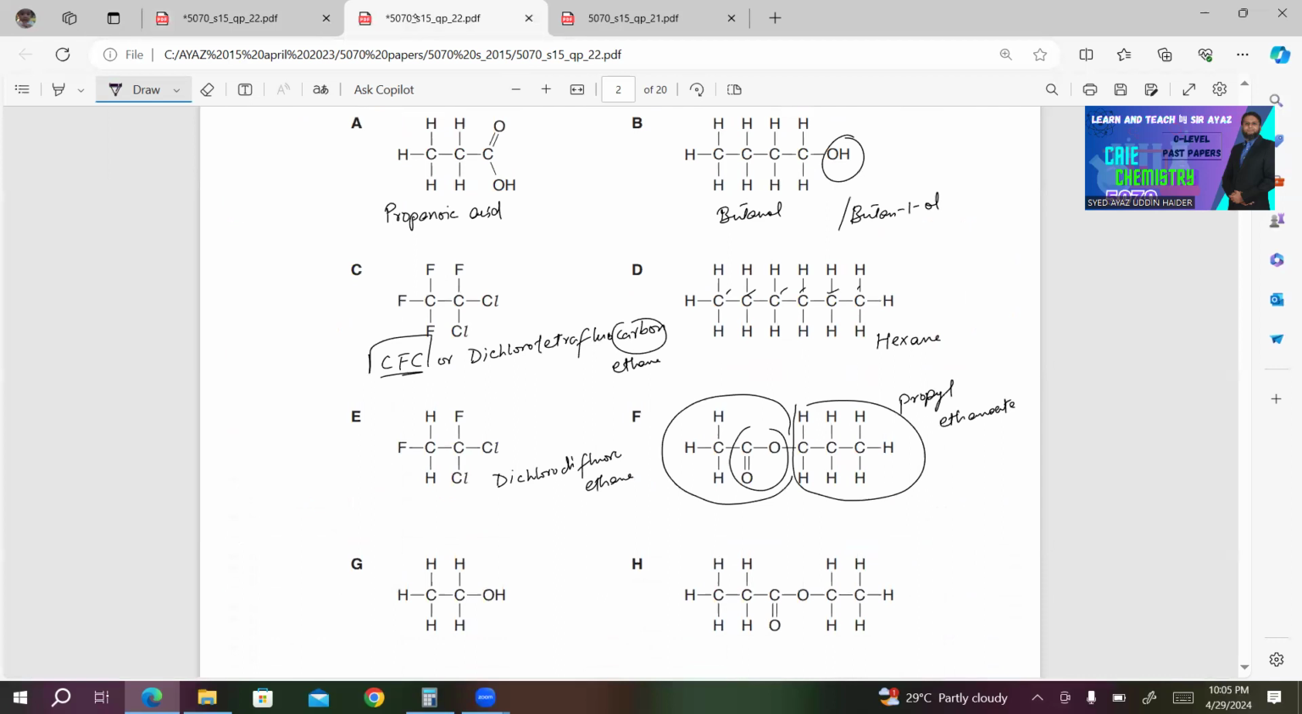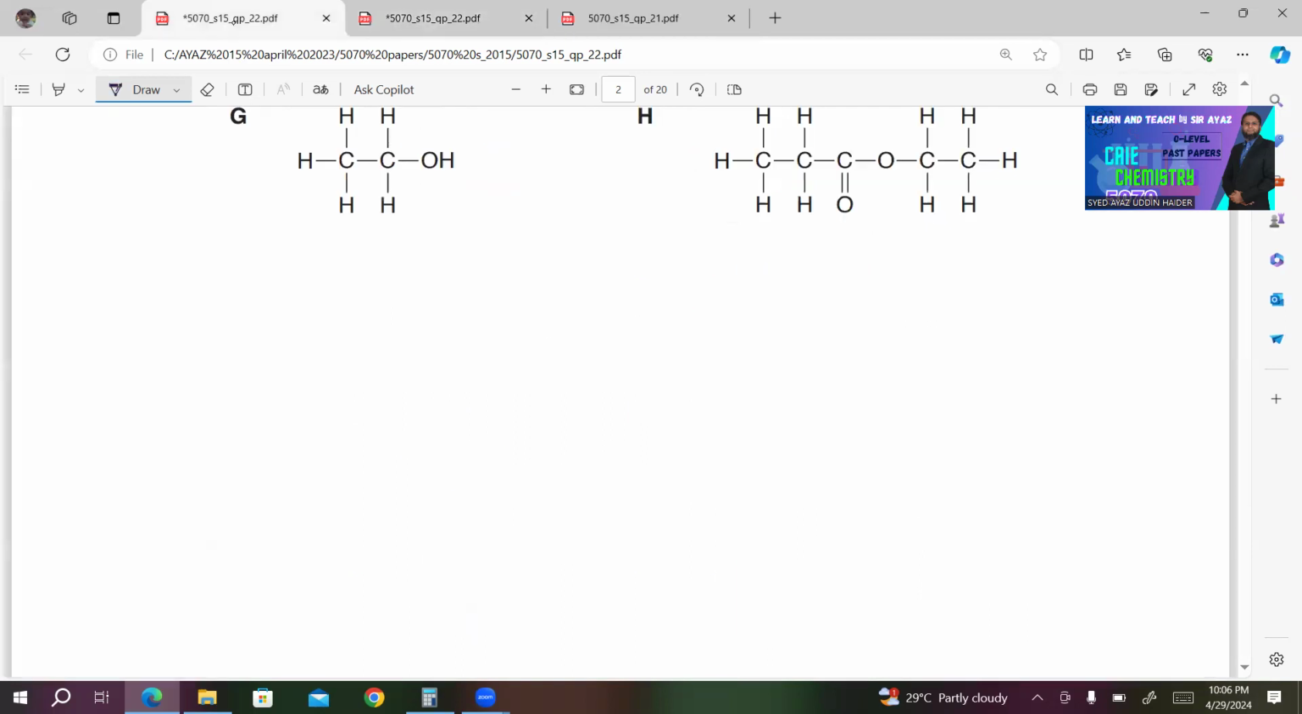We also have G and H. What is G? The two carbon atoms and OH as the functional group. This is ethanol. What about H? H is again a carboxylic acid. Sorry, it's also an ester, just like F. The alkyl group is of two carbons, so it must be ethyl. What about the alkanoate? There are three carbons, 1, 2, 3. Ethyl propanoate. Now you can solve the questions.